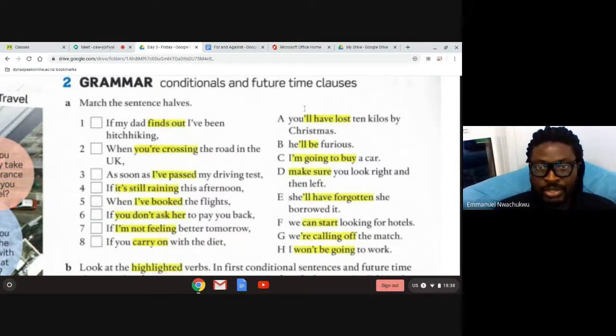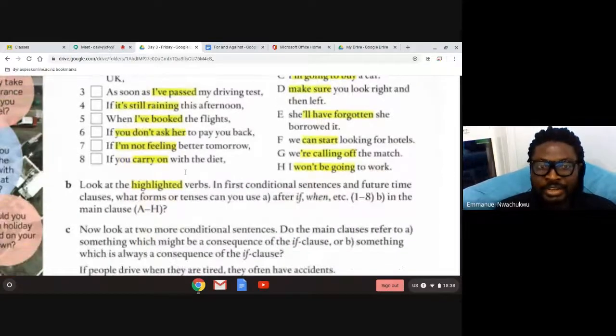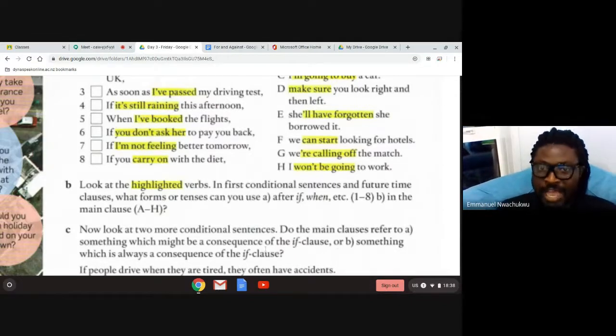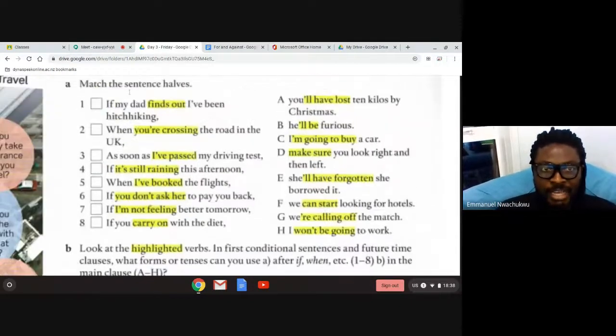Finds out, you have lost, that's the will have lost bit. You're crossing. He'll be furious. He'll be, those things. Look at them and notice the forms of verbs that you have there. Notice the tenses as well. After an if clause, what follows? What kind of tense follows?